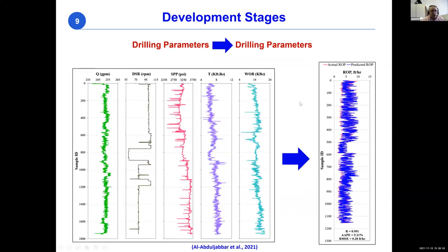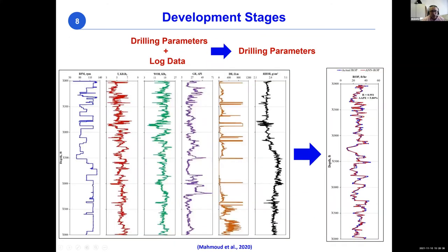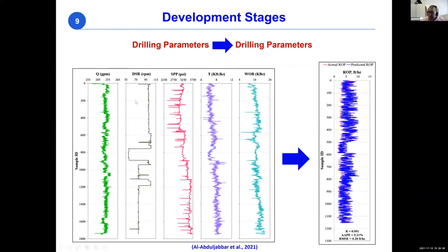After this, we said, okay, why do we include the logging data here? We need just to use the drilling parameters. So the objective here is to predict or optimize the rate of penetration using the actual surface measurements of the drilling parameters, such as flow rate, pipe speed, RPM, pump pressure, torque, and weight on bit. By using this, we were able to optimize the rate of penetration with a high accuracy, almost 99%, with an error of about 5%.